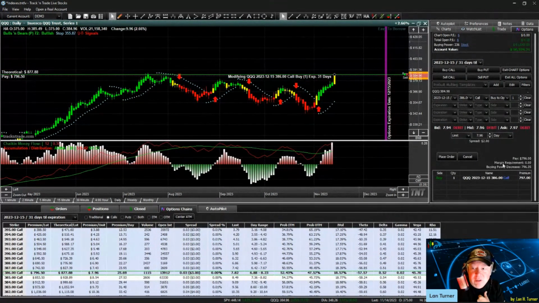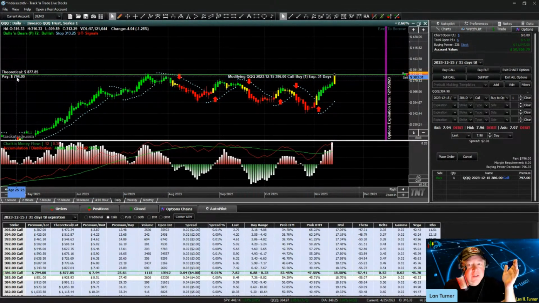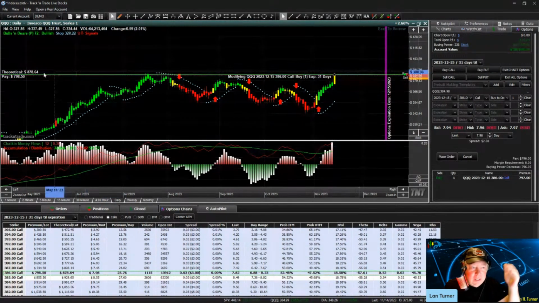Margin requirement is 0. Buying power decrease is $796. So they're going to take $796 out of our account. If we buy this right now and the market continues higher, our $794 premium will increase, and then we would take the profit. If it decreases, we would lose money. The premium would decrease in value, right?